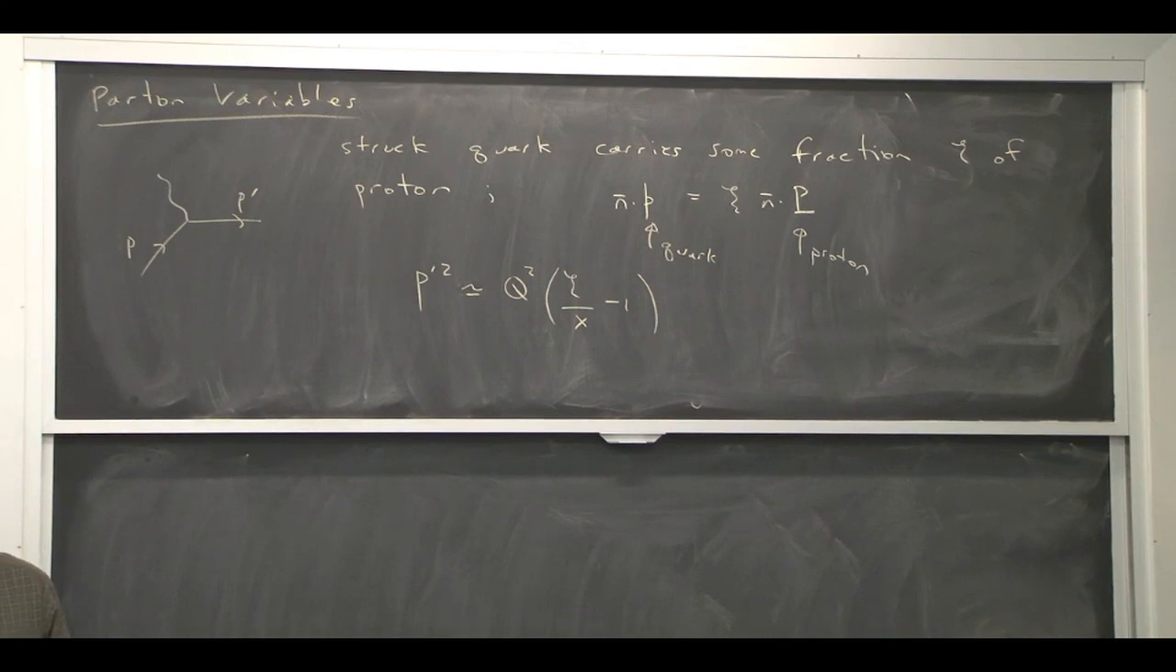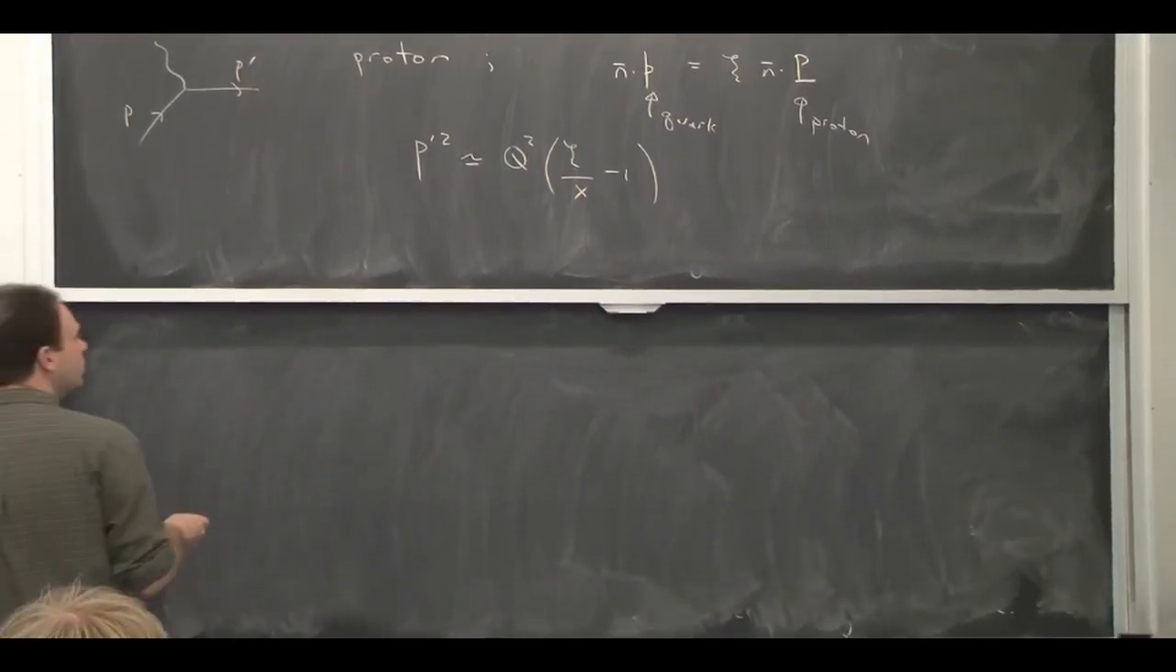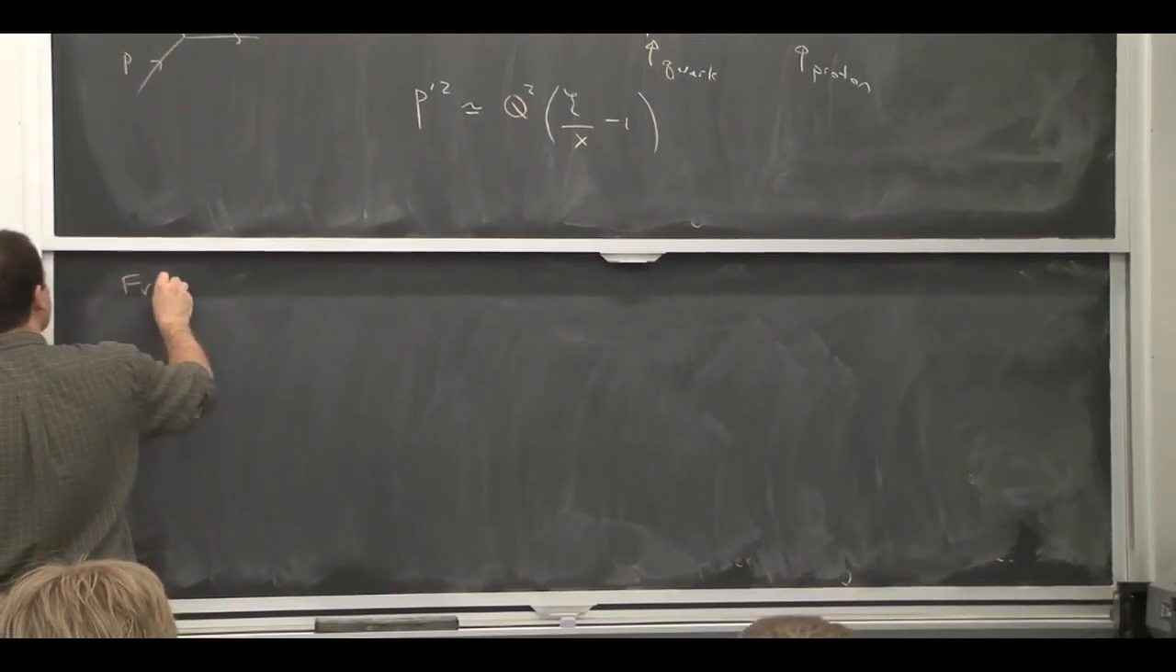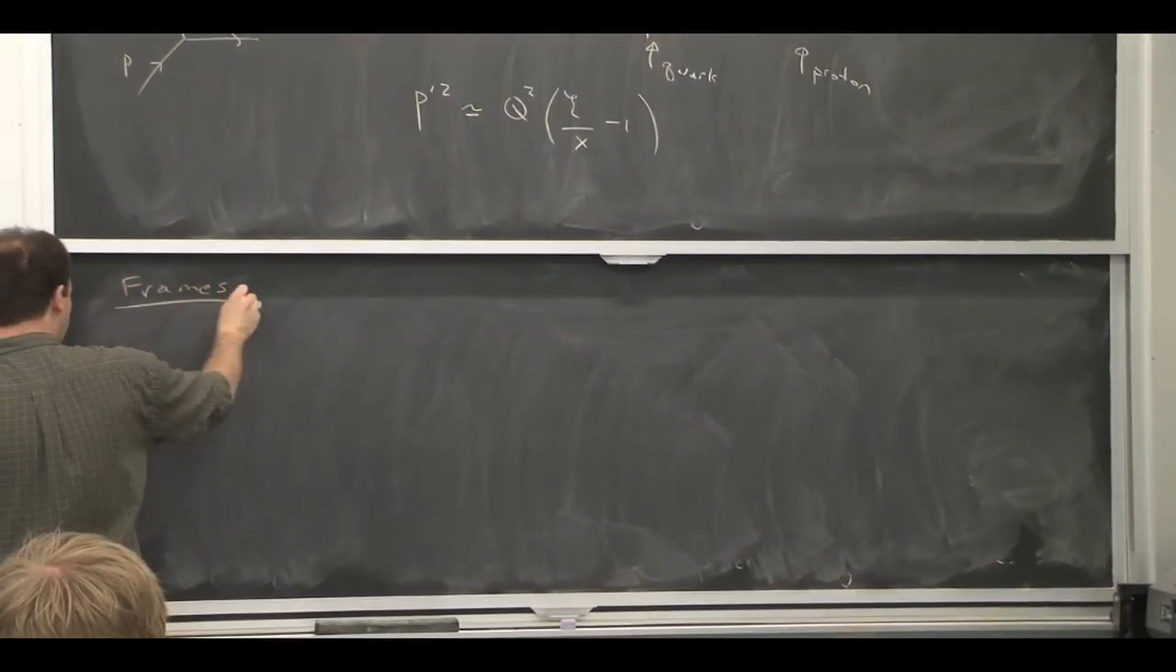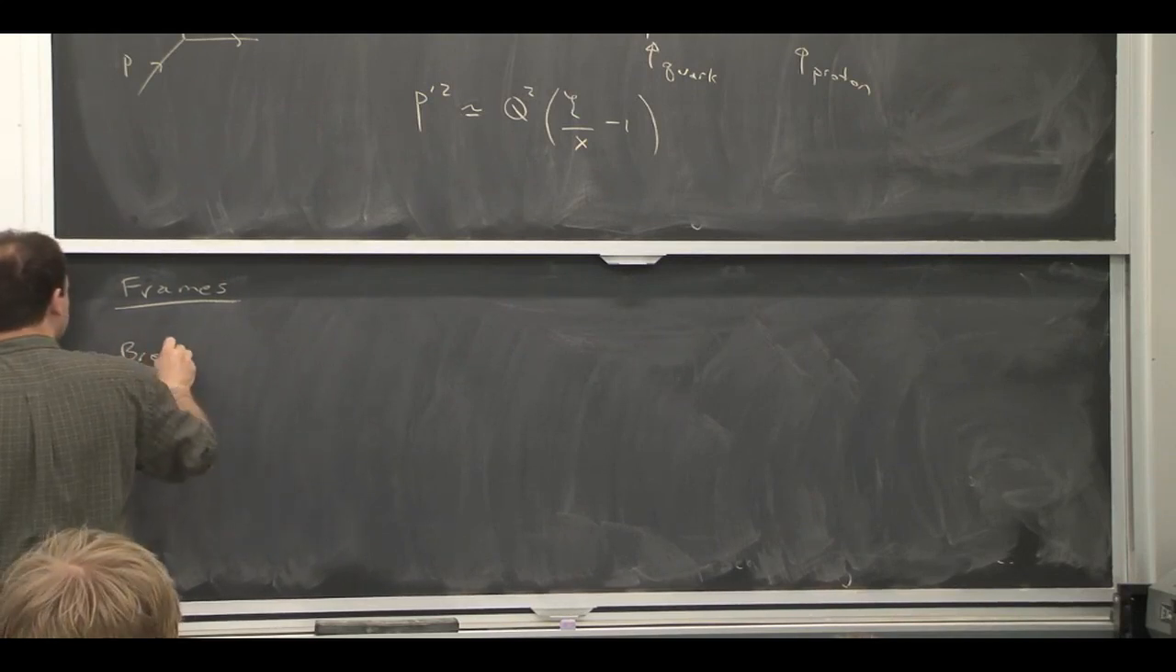Now, one thing that we have to decide about is frames of reference, because remember when we're talking about degrees of freedom in SCET, we picked a frame to do that discussion. And it was almost always the center of mass frame so far in our discussions, or the rest frame of the initial state. And here we're going to use a slightly different frame, which is sort of the most convenient frame for deep inelastic scattering. It's called the Breit frame.